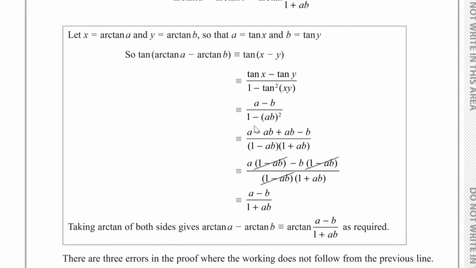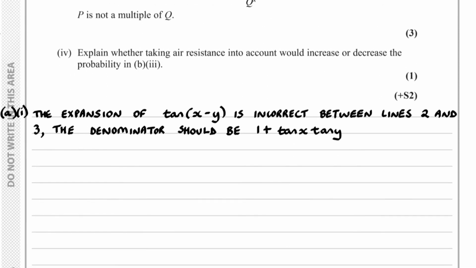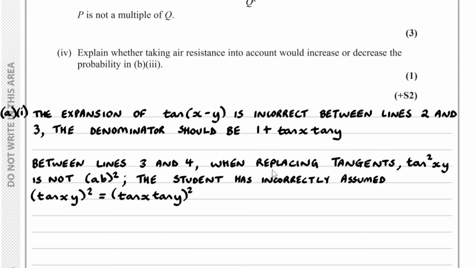The next thing that's wrong is in between lines 3 and 4. They've got tan squared xy, and what they've done is they've assumed that tan xy all squared is tan x tan y all squared. So the next thing that's wrong is between lines 3 and 4, when replacing the tangents, tan squared xy is not AB all squared. The student has incorrectly assumed that tan xy all squared is equal to tan x times tan y all squared, which is not the case.